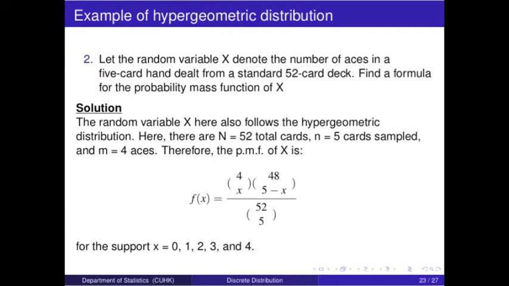For the second one, let the random variable x denote the number of hearts in a 5-card hand from a standard 52-card deck. Find the formula of the probability mass function of x. As random variable x follows the hypergeometric distribution, we can substitute the parameters into the PMF of hypergeometric distribution and get the answer.